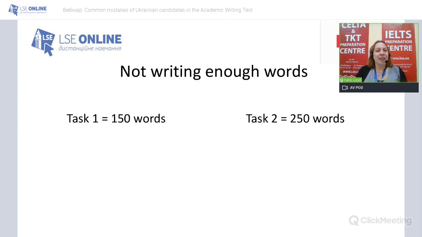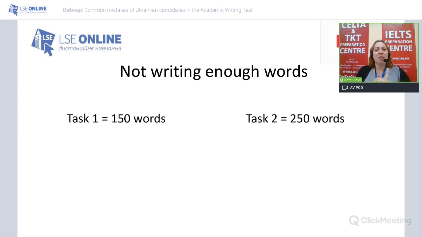You don't really have enough time to start counting 1, 2, 3, 4, 5, every single word. So try to be aware what it looks like. If it looks too short, the examiners will count your words. They know how many 150 words is. So make sure that you know as well.